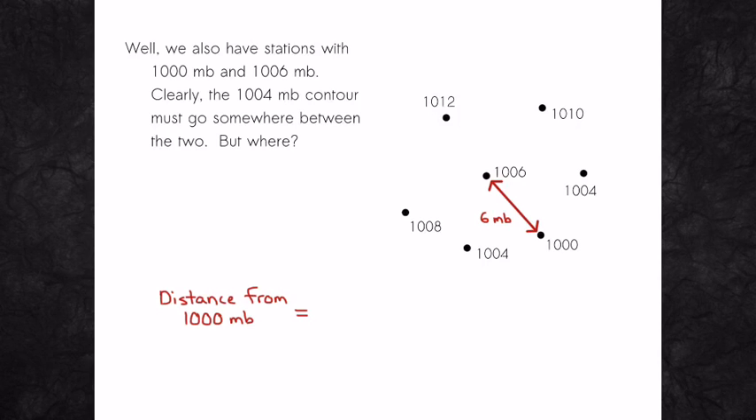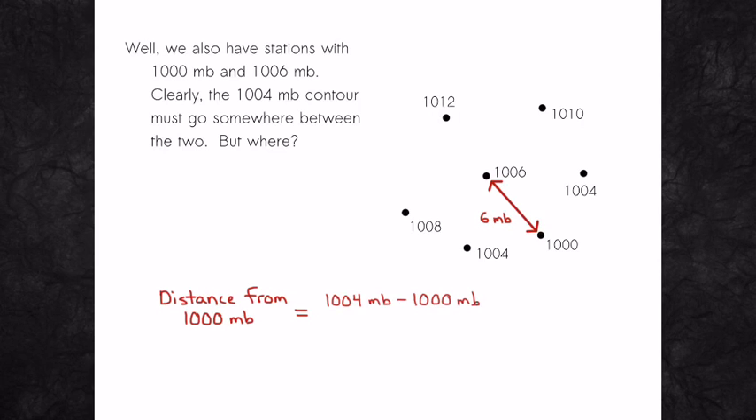So the first thing we have to figure out is how much does the pressure have to increase to get to the contour we're interested in. In the present case, that contour is 1,004, so the increase in pressure that we need to get to the contour is going to be given by taking the difference between our contour value and our starting point. Right, so we take 1,004, that's the contour we're interested in, subtract off our starting point from our anchor station, and that's the pressure difference that we need to get to our contour.